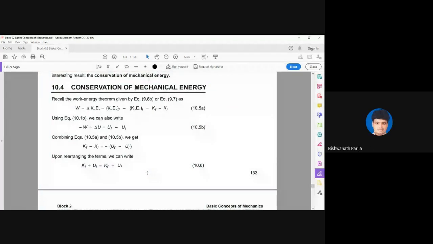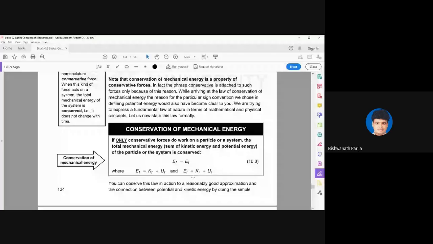This is your conservation of mechanical energy. This total energy is constant, initial energy equals final energy. EF means final kinetic plus final potential. EI means initial kinetic plus initial potential. So kinetic and potential energy in a mechanical system is conserved.